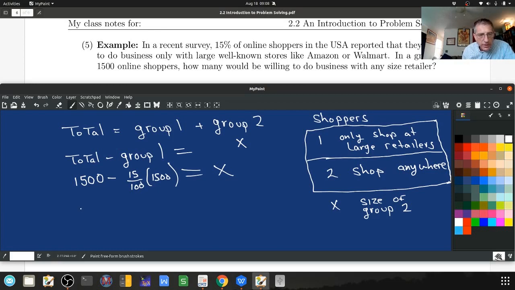So it's going to be 15,000. And again, using my trick, since we are using base 10, and I have 2 zeros up here, I have 2 zeros out here. So this is minus 15 times 15, which is 225. And that gives me my value of X, which is 1,275 members of group 2, because X was the size of group 2.